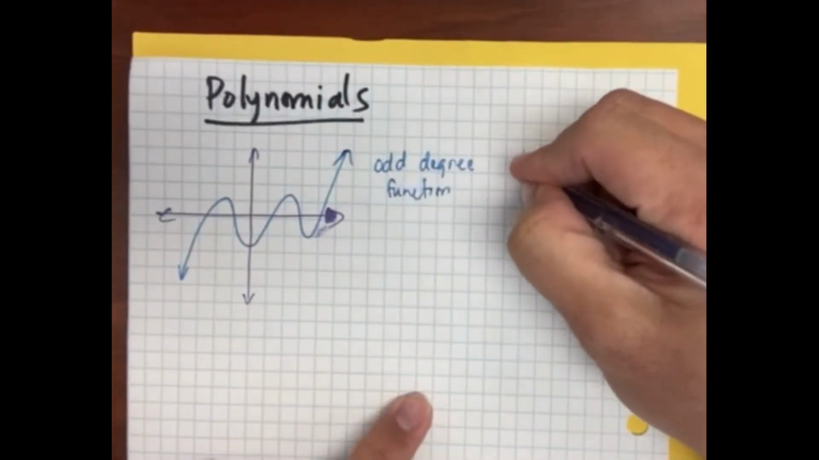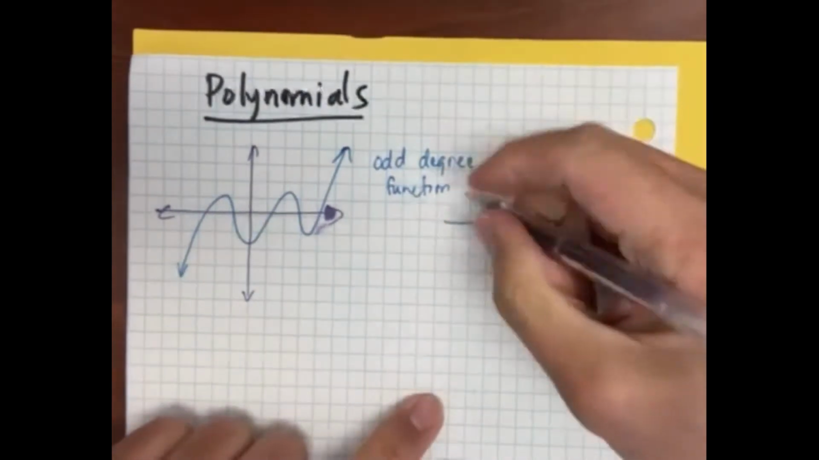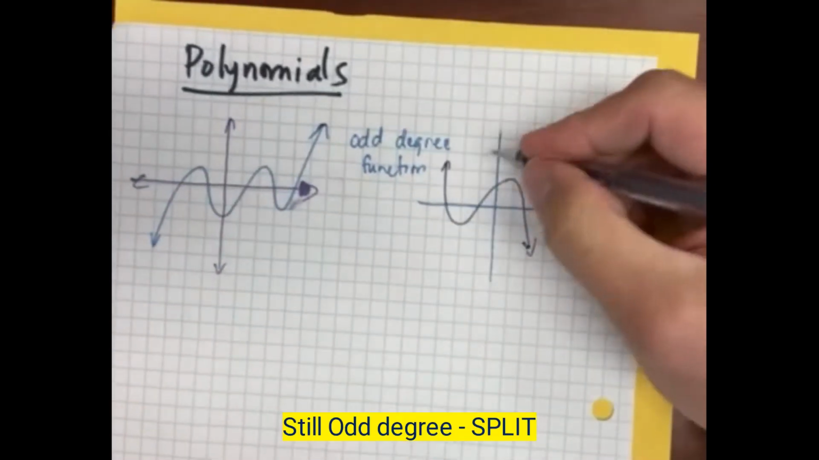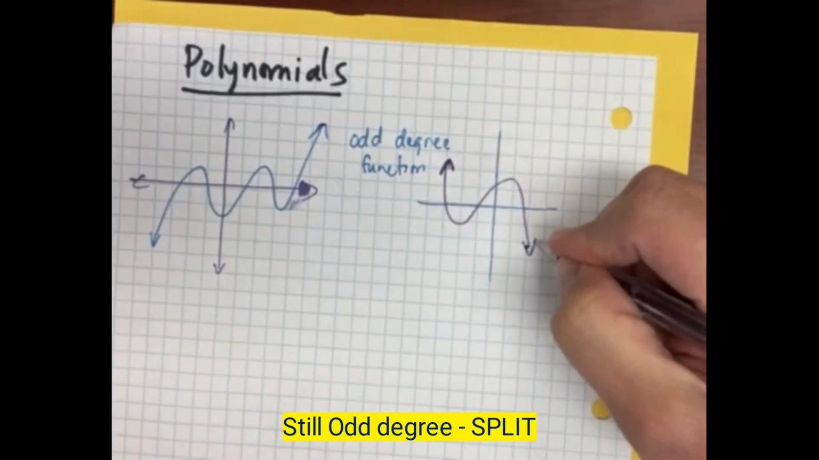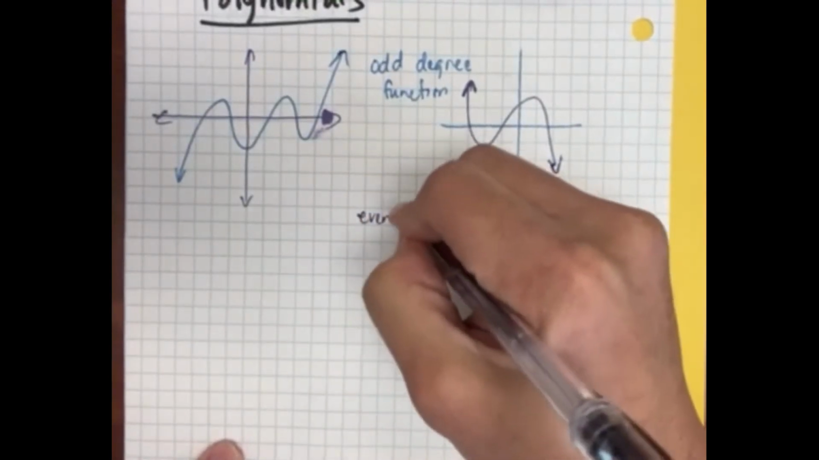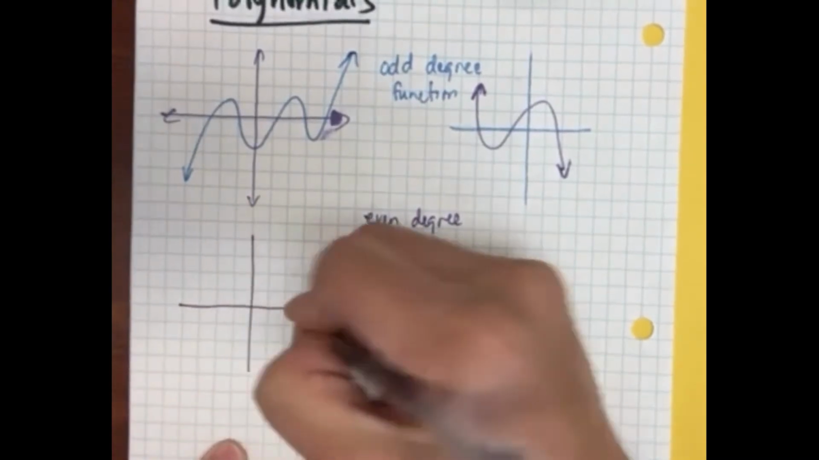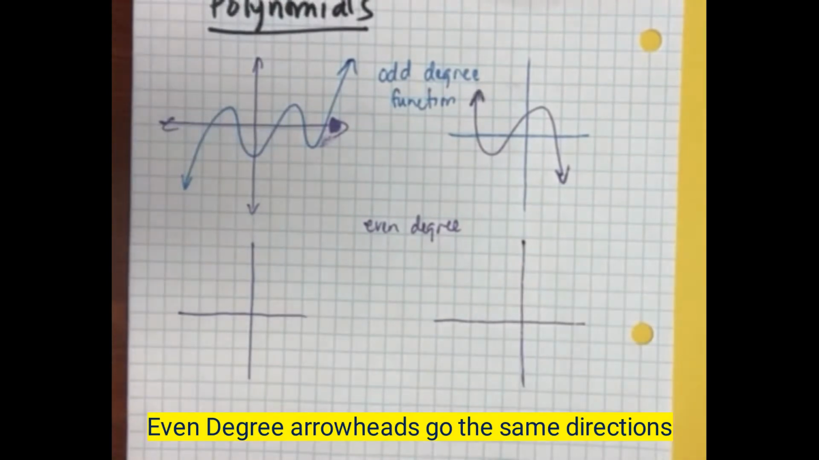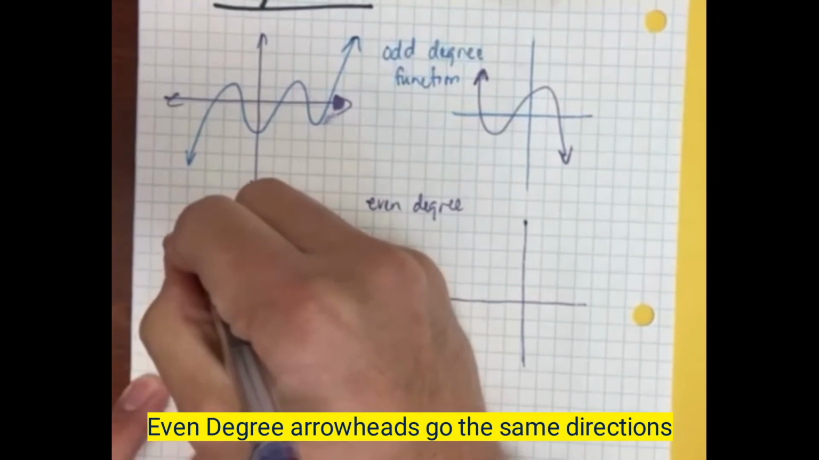If I reverse it, and I get something like this, it is still an odd degree because the arrowheads are split. This is going up, this is going down. So what is an even degree? An even degree will be the one where the end behaviors are pointing the same direction, like this.